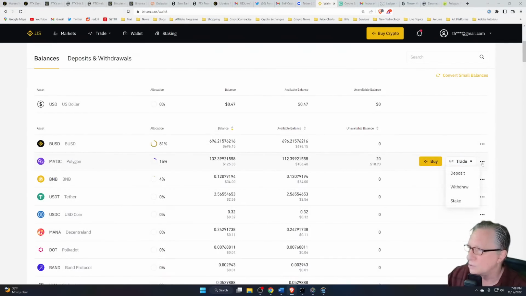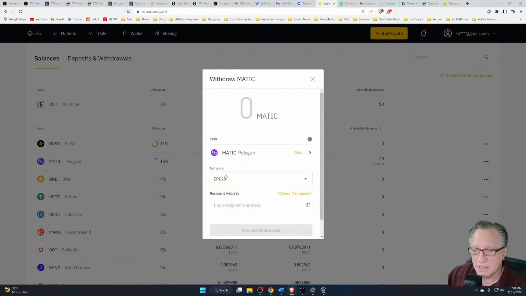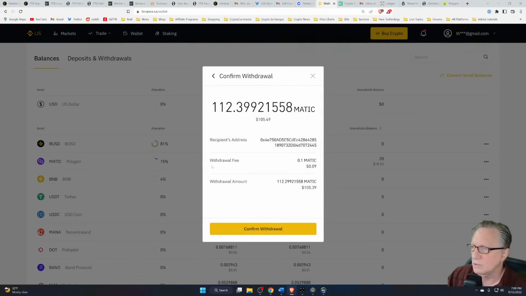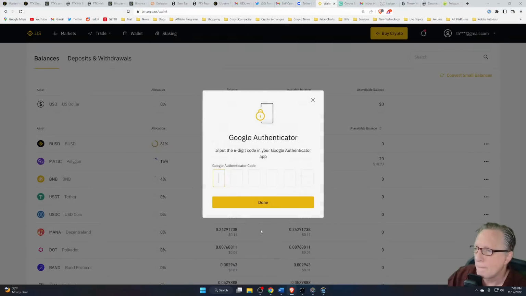Let's go ahead and withdraw the rest of this. But instead of using the ERC20 address, let's use native Polygon. Same address, right? I'll go ahead and take out the rest of it, the max Polygon. Let's hit preview withdrawal. We'll confirm. It's going to charge. Look at that. Remember before I withdrew $20 worth on ERC20 and they charged me like $4? Here I'm withdrawing 100 and they're charging me like 9 cents because I'm using the MATIC network. Let's confirm that. I got to put in my two-factor. We'll hit done.